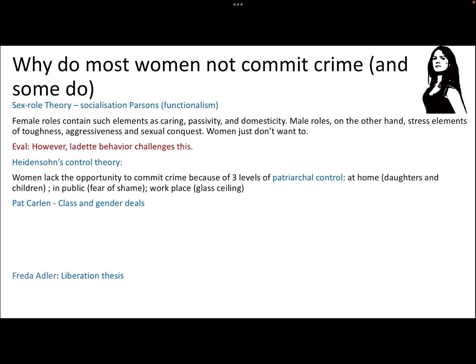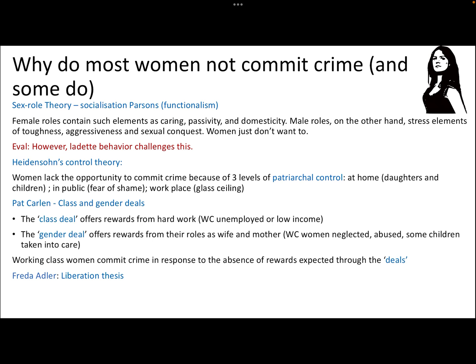However, Pat Carlen and Freda Adler argue that actually some women do commit crime. Now, Carlen talks about working class women, and she talks about the class deal and the gender deal. She said most of us are rewarded for our class deal. So if you work really hard, you will get rewarded with pay.